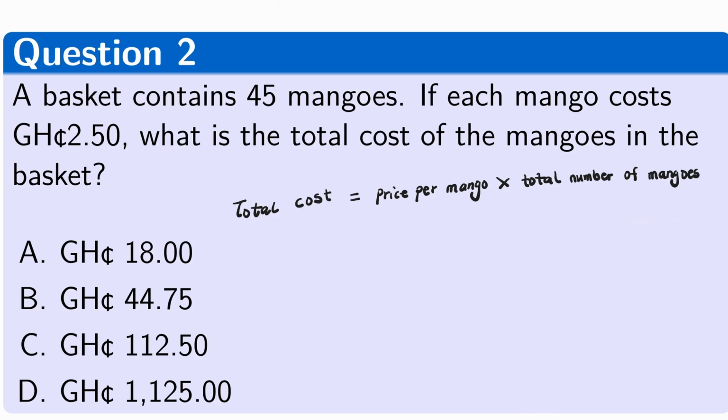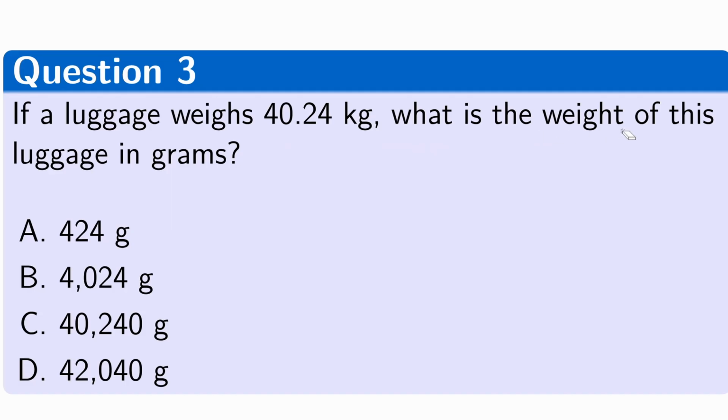So here we have the price per mango to be given as 2.5 Ghana cedis and the total number of mangoes given as 45. So we are going to have 2.5 cedis multiplying 45. And this is going to give us 112.50 cedis.